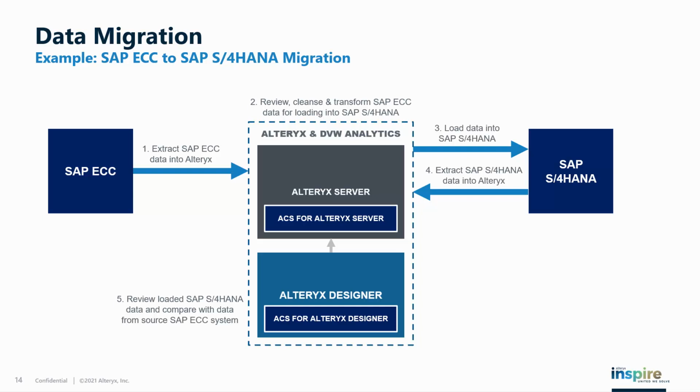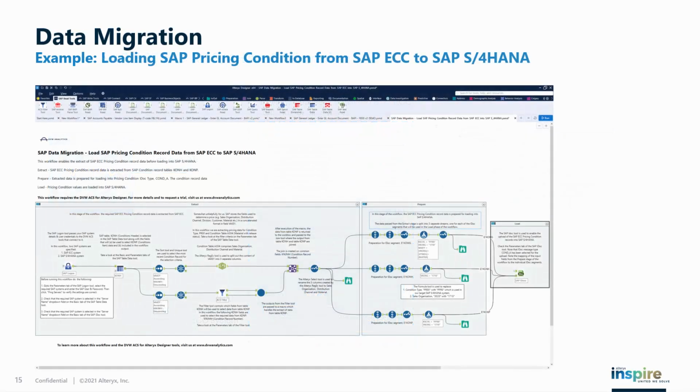Here's an example, slightly simplified, of the loading of an SAP pricing condition record. In this case, our target system is SAP S/4HANA, our source system is SAP ECC, and here we have, in a single workflow, which I'll show you shortly in the demonstration, the ability for us to pull that data from SAP into the Alteryx platform, use the various capabilities that Alteryx provides to cleanse and shape that data before using the DVW Analytics capability to load that data. In this scenario, we're using iDoc to load the data into an SAP S/4HANA system.